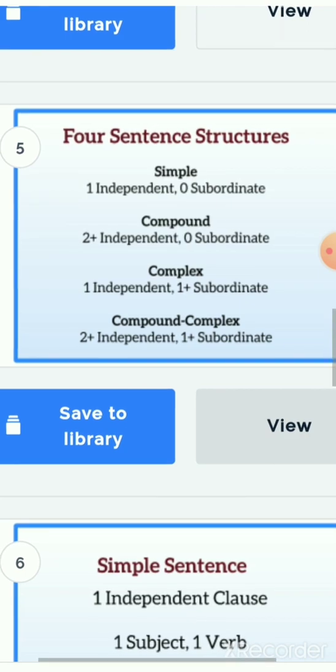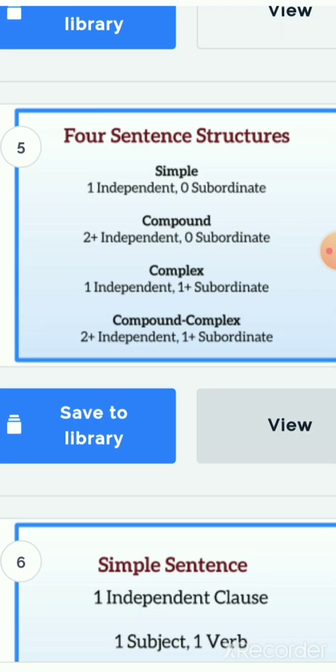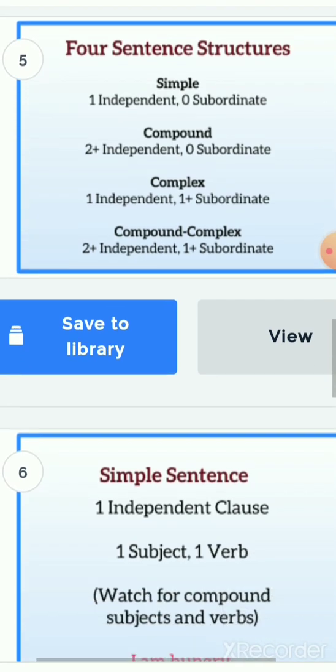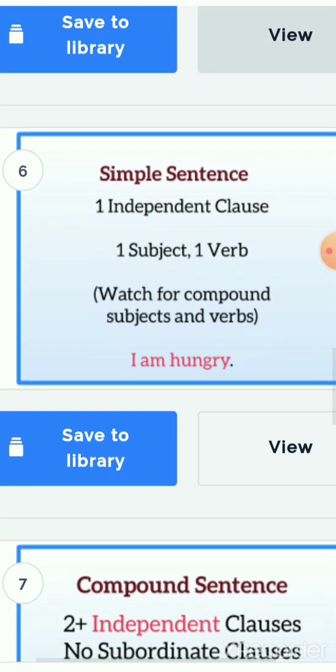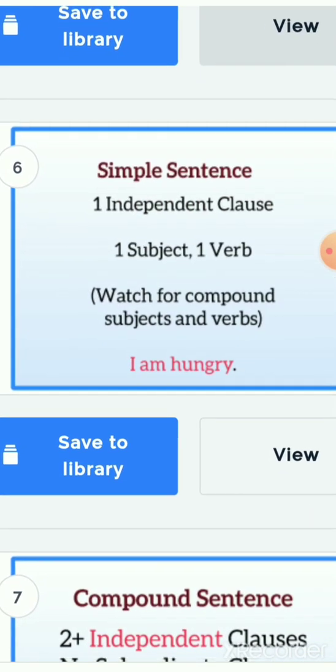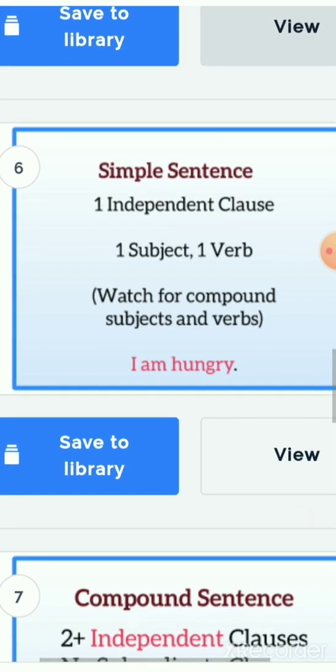Compound complex sentence is made of two independent clauses and at least one subordinate clause. Simple sentence, one independent clause, which is one subject, one verb.